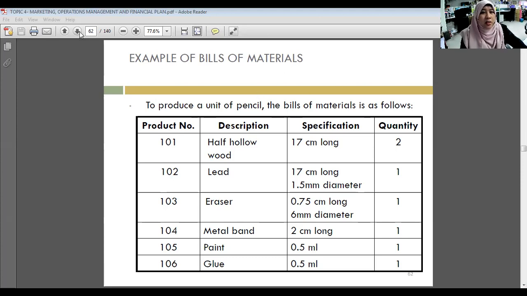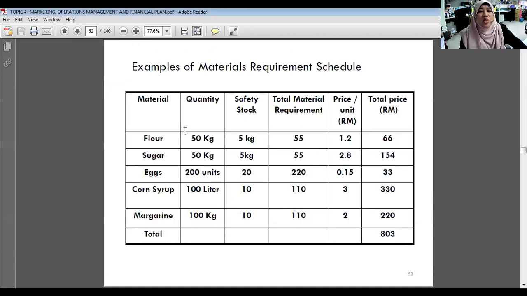So this is an example of the bill of materials that is mostly provided when you want to use it as part of the operation plan. This is an example of the materials requirement schedule. In this part, I want you to make sure that you calculate it in the correct way.